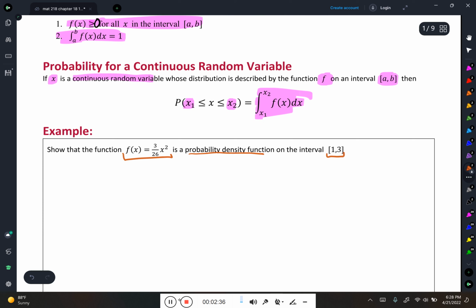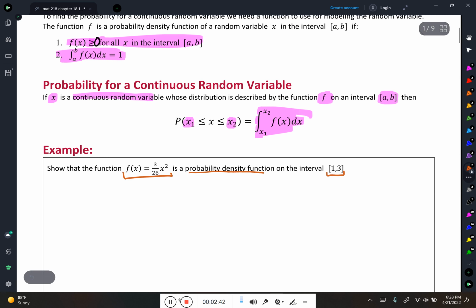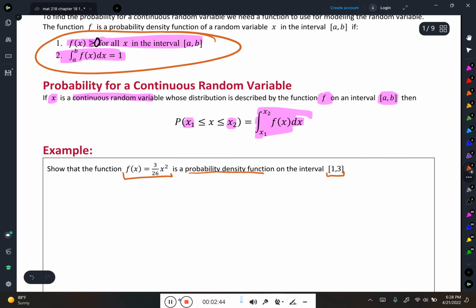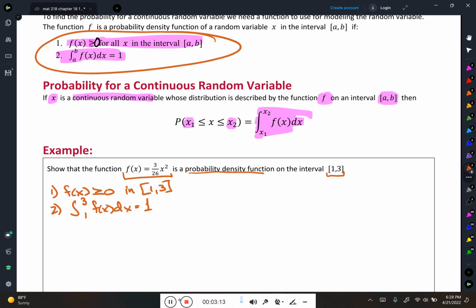All right, our first example here asked us to show that this function is a probability density function on that interval. Well, let's take a look at what's going on here. I have to show that it meets these two requirements right here. Number one, I have to show that that function f of x is greater than or equal to 0 on the interval, or in the interval. For whatever reason, this author likes the word in the interval 1 to 3, and 2, that the integral from 1 to 3 of that function f of x dx is equal to 1. Okay? I'll tackle these one at a time.